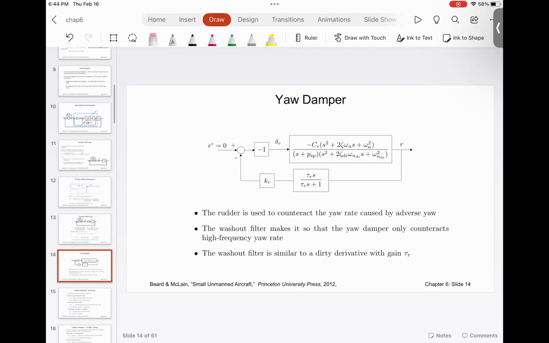The next part is digging a little deeper into the yaw damper. If you look at the transfer function of the yaw damper, you again have a second order system in the numerator and a second order system in the denominator. Clearly it's a third order function, so you have another pole, but you can adjust the locations of the poles and control the system behavior. And again, you have something called the washout filter, which is given in the denominator. So you have this filter.